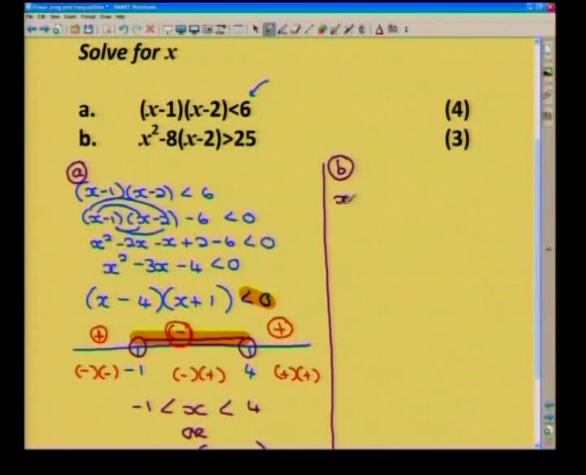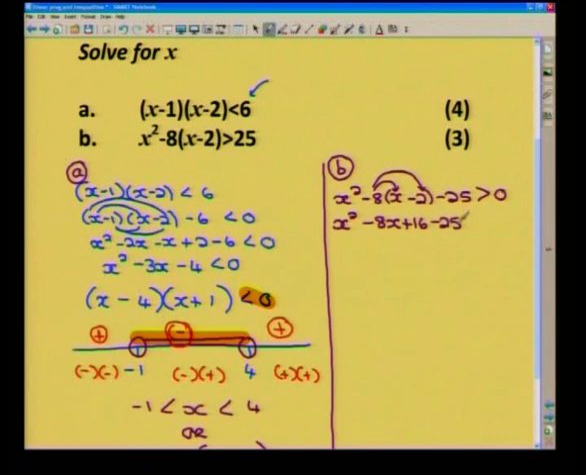So right, the first thing we do is we get a 0 on one side. The next thing we do, we get it into a form that we can factorize. So that means I have to multiply this in. So it's minus 8x plus 16 minus 25 greater than 0. So it's going to be x squared minus 8x, and if I add those two, I'm going to get minus 9 greater than 0.